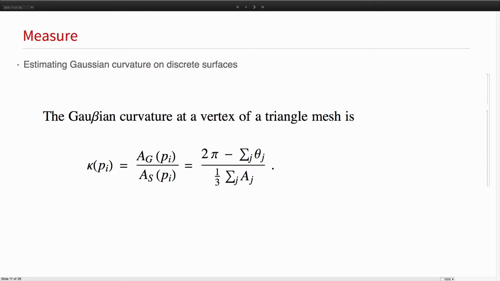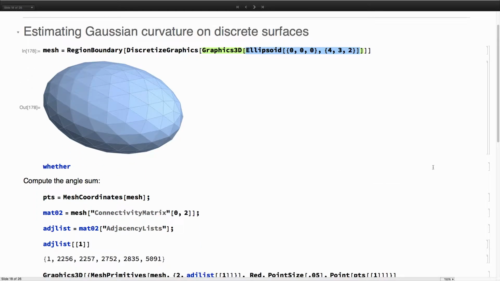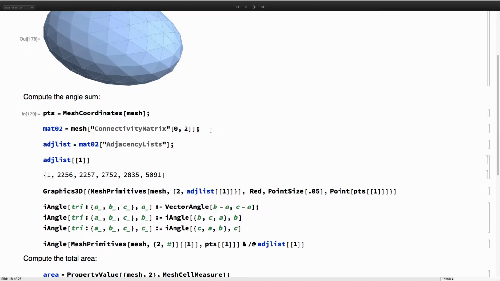Now we are computing the Gaussian curvature on a discrete surface. The formula I'm going to use is this one, derived from the Gauss-Bonnet theorem. What this theorem says is 2 pi minus the sum of angles at each point, and the sum of area at each point divided by 3. So this is the simple formula you can find. So we have a mesh. I just chose an ellipsoid, where it's easy to verify the curvature computation is correct. So I'm going to apply that formula.